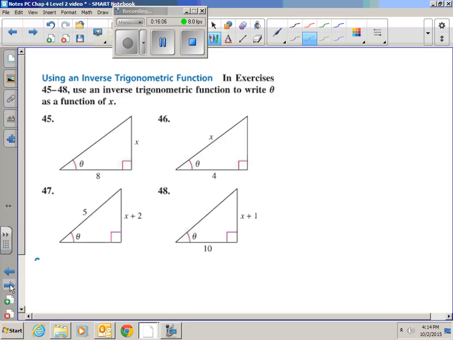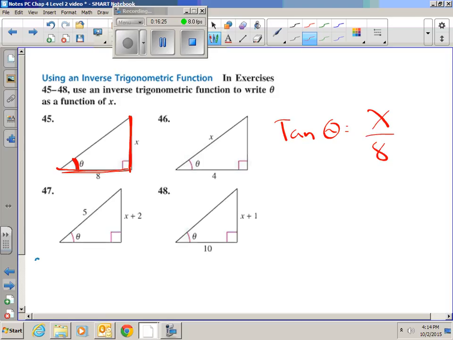Looking at this problem right here, I see that theta is right here. I have an opposite and an adjacent. Okay, so I know that tan of theta is equal to x over 8.